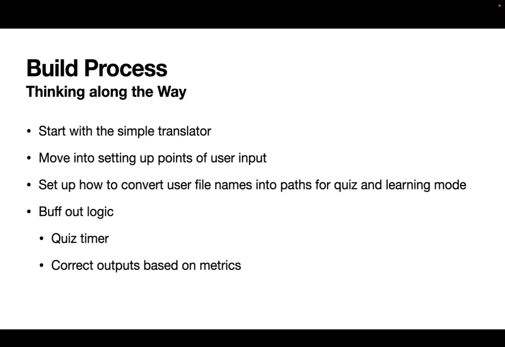Lastly, just to buff out basic logic, I needed to include the quiz timer, which I ended up using threading for. And then I also wanted to output that text file that I mentioned earlier that showed some of the quiz metrics like percentage of words guessed correctly, how many rounds they played, how long they spent on each round, sort of stuff like that they could review and feel acquainted to.